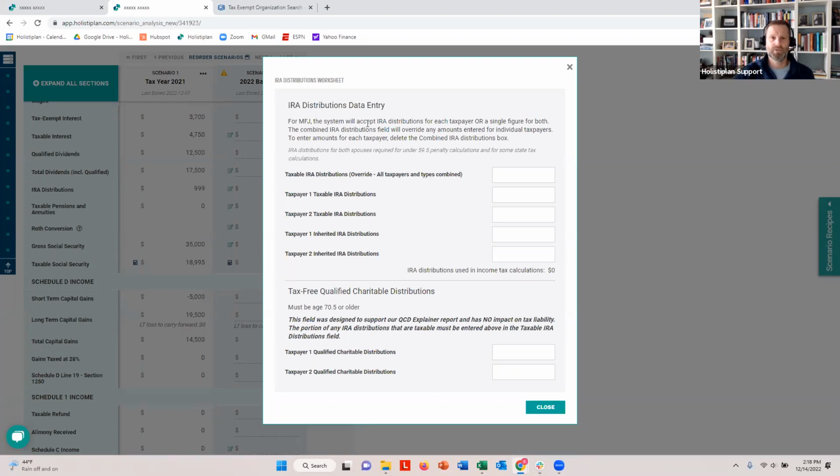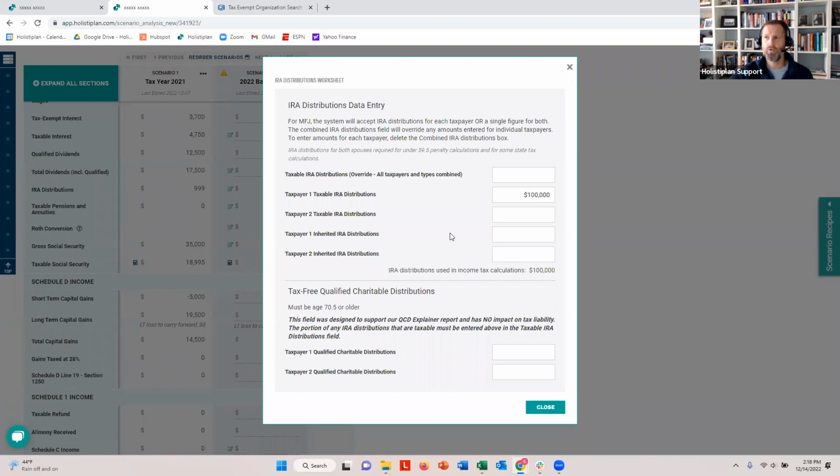The top portion of this worksheet is for taxable distributions. Whether it's an inherited IRA or from a person's individual IRA, it doesn't matter. These are supposed to be taxable distributions. So if you had a $100,000 required minimum distribution and you weren't going to do anything with it, you would put $100,000 right here in the top line. And we try to tell folks, these are the IRA distributions used in the income tax calculations.